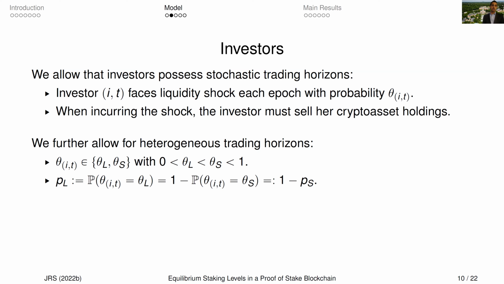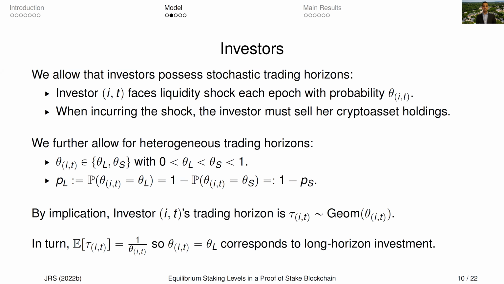We're going to allow for heterogeneous trading horizons. So the theta_it is not identical across all of the investors. It can take, in this case, one of two values, which are both probabilities, so of course they're both between 0 and 1. But theta_S is, without loss of generality, larger than theta_L. There's a set probability that theta_it realizes as theta_L, and the complementary probability that it realizes as theta_S. One of the implications is that the trading horizon is necessarily going to be geometric with a parameter equal to this theta.